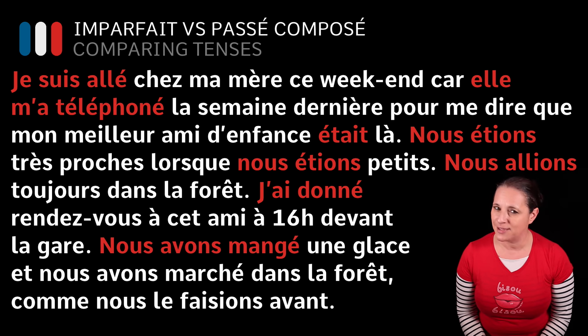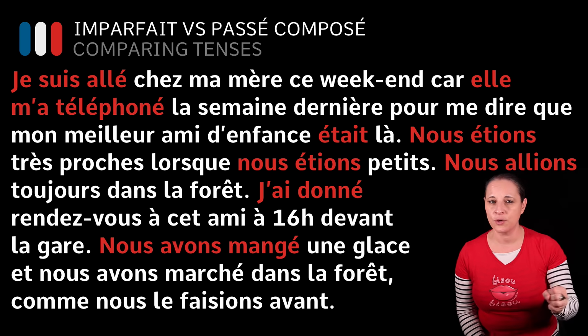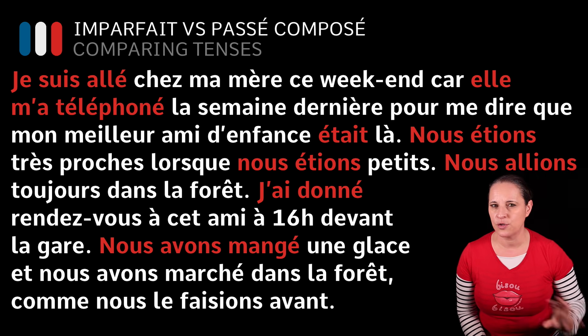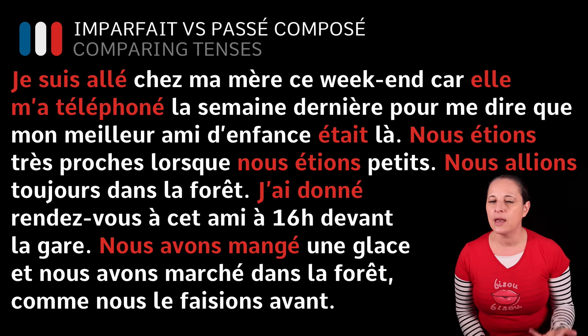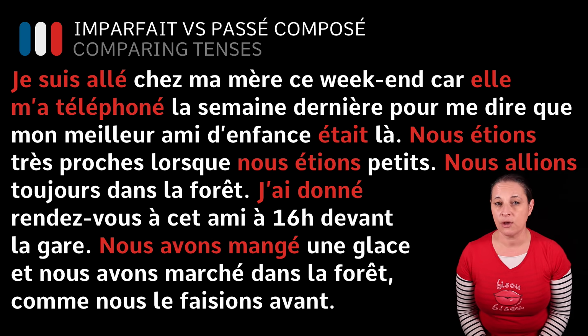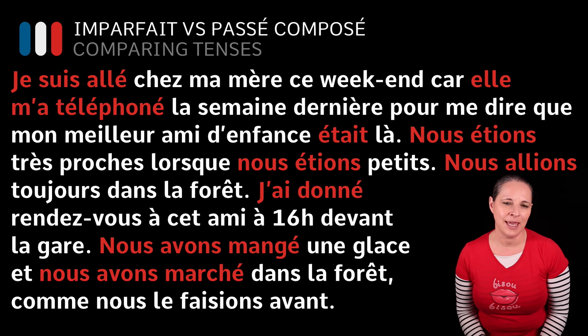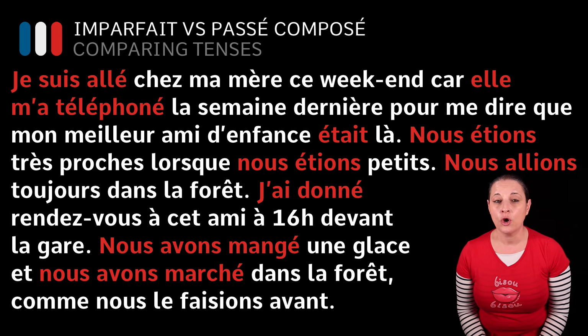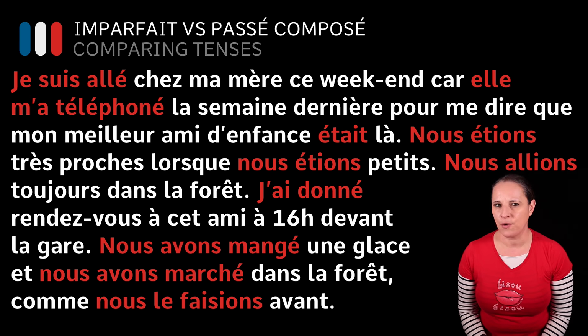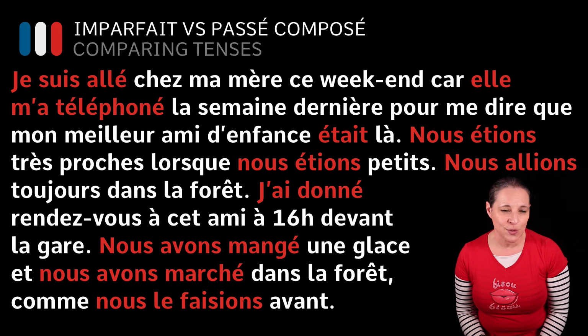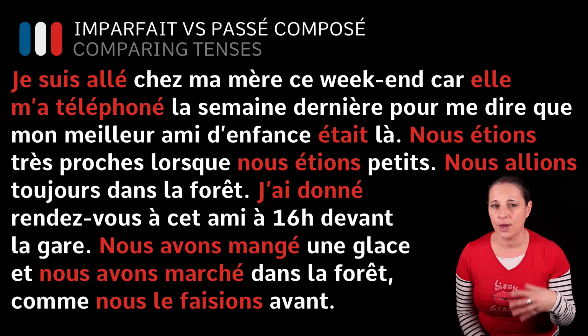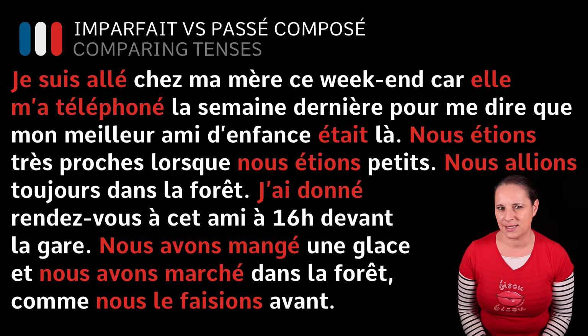Nous avons mangé, that's a passé composé, an action that took place in the past and is gone, done, over with. So they ate an ice cream. Nous avons mangé une glace et nous avons marché dans la forêt. Again, a passé composé. Comme nous le faisions avant. Just the way we used to do it. So a used to, an action, is an imperfect tense.